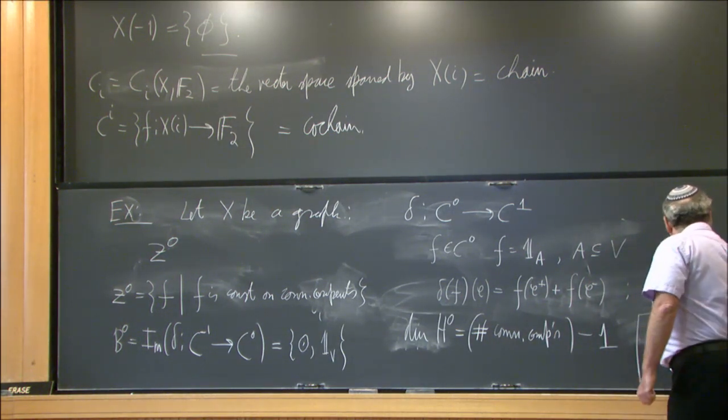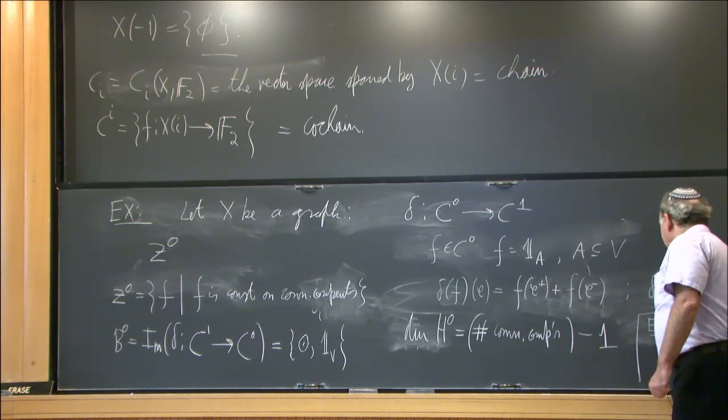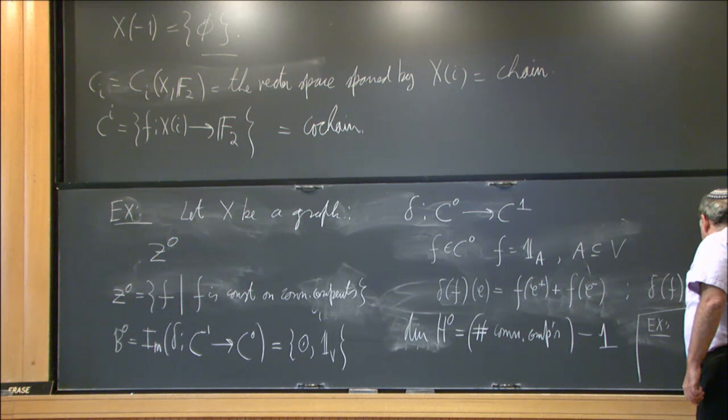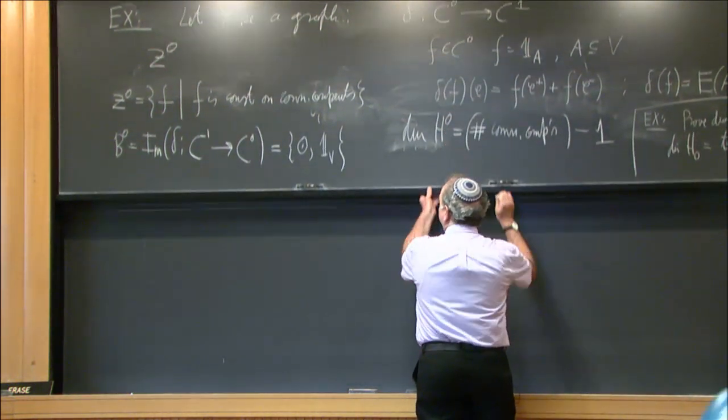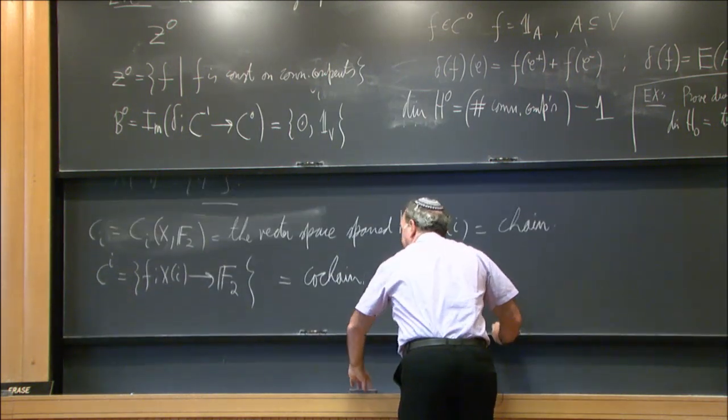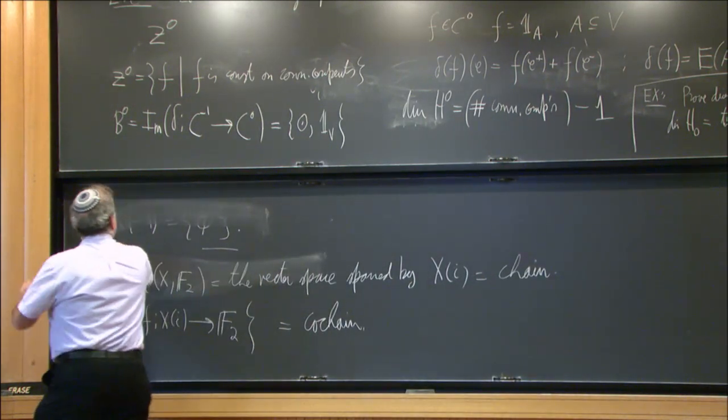Let me give you a nice exercise for home. Prove directly, this needs a little thinking, that the dimension of H0, the homology, is the same thing. We know that it must be the same, but find the right interpretation of H0. What is important, and we are going to use very soon, is the following.